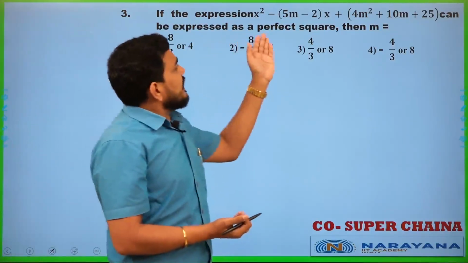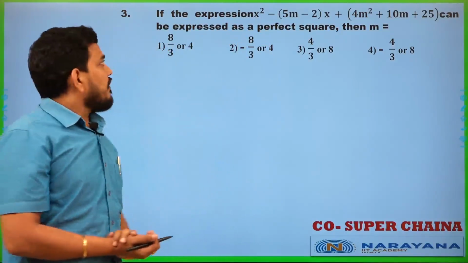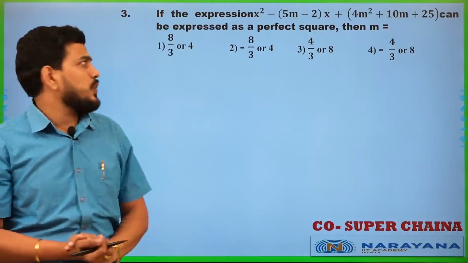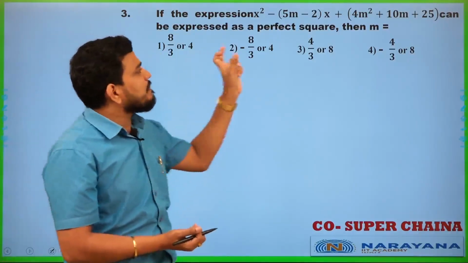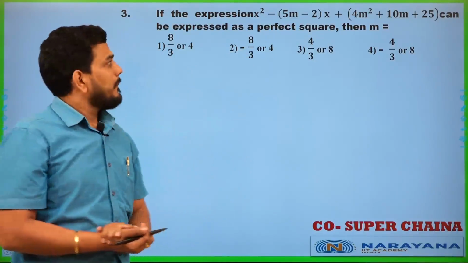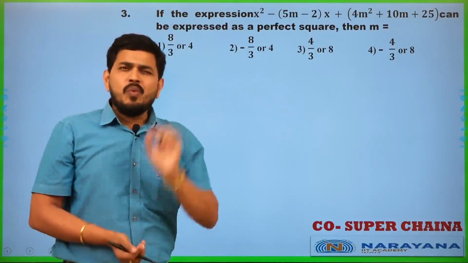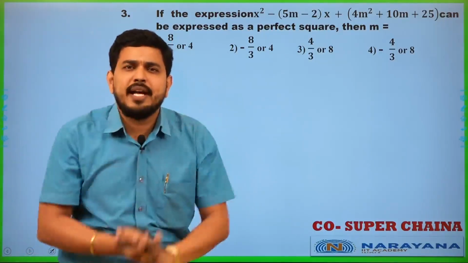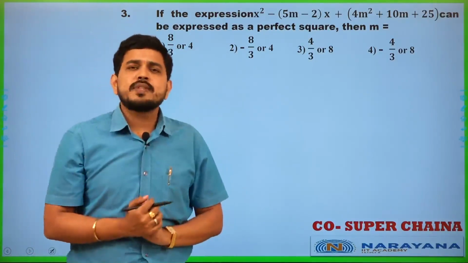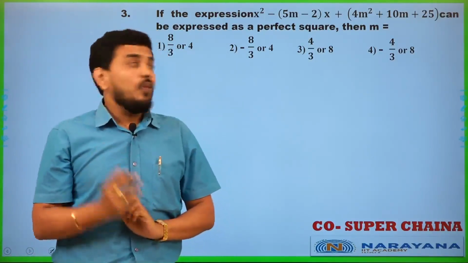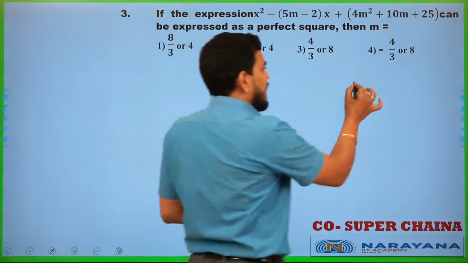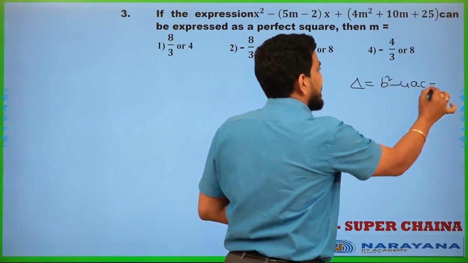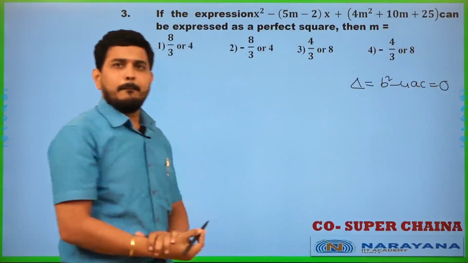If the expression x square minus (5m minus 2) into x plus 4m square plus 10m plus 25 can be expressed as a perfect square, then what is the value of m? What is meant by when can we express a quadratic equation as a perfect square? That means the roots are equal. When the roots are equal, the discriminant delta, which is b square minus 4ac, is equal to 0.